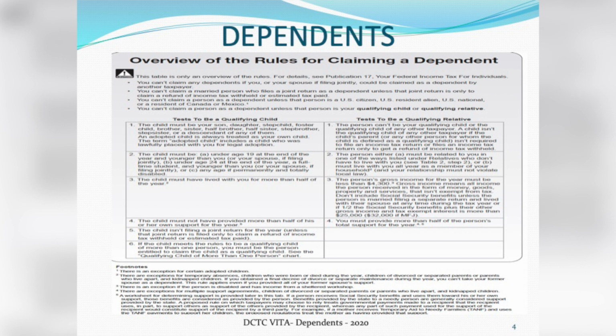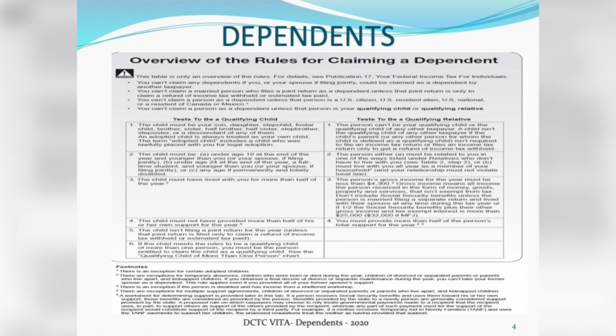Publication 4012, page C-1, provides an overview in determining which tests must be met for a qualifying child to be a dependent, as well as which tests must be met for a qualifying relative to be a dependent. This slide is a replica of the chart shown in Publication 4012, page C-1, overview of the rules for claiming an exemption for a dependent. So let's just talk about it a bit.